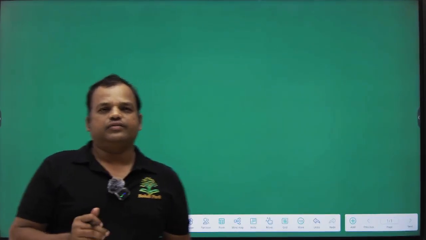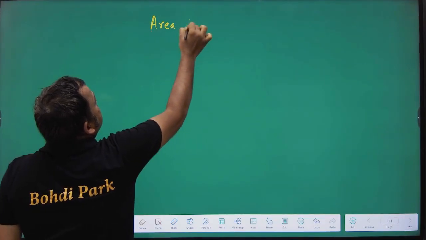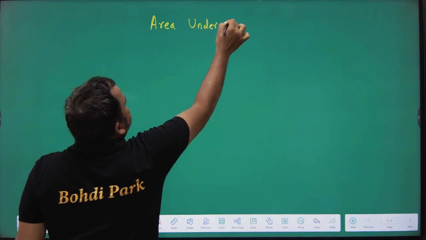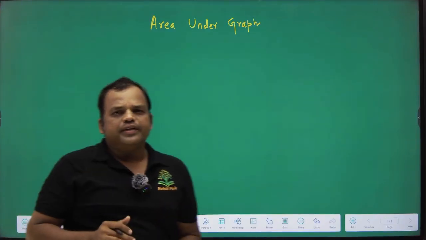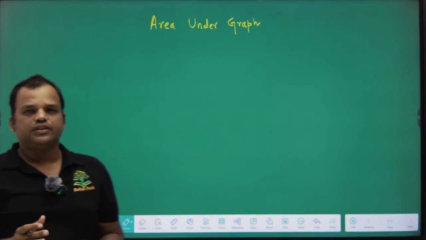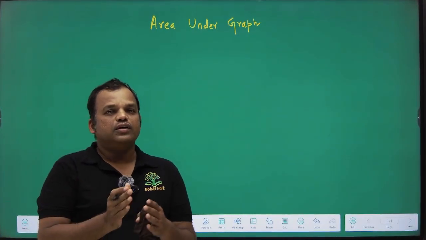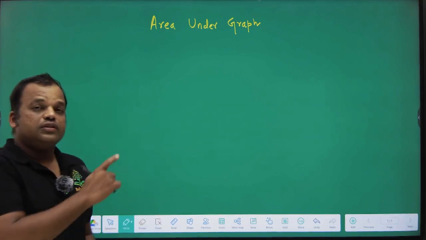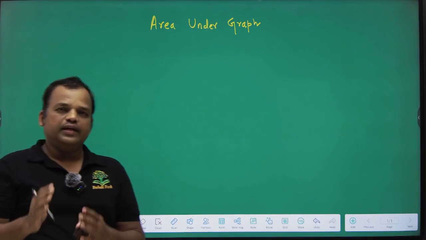Hello everyone. Today we are starting area under the graph. In our previous discussion, we discussed integration. Integration is the process of adding small changes. This topic, area under the graph, is related to integration.